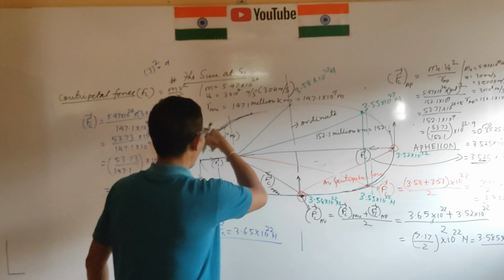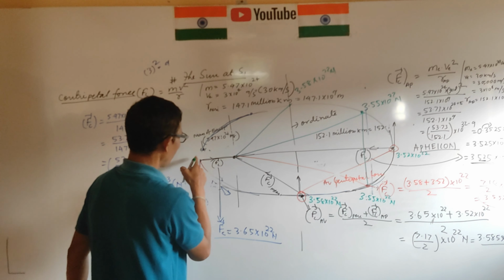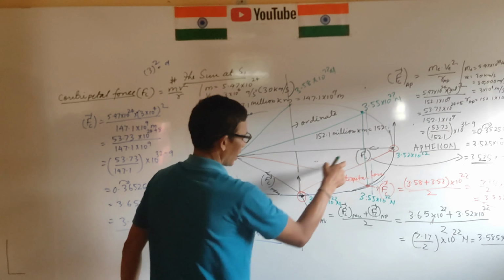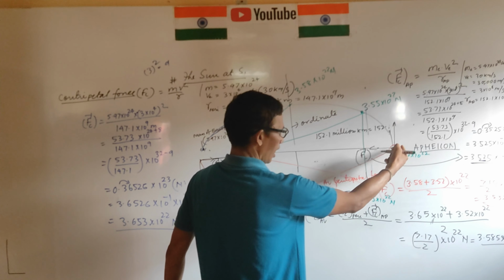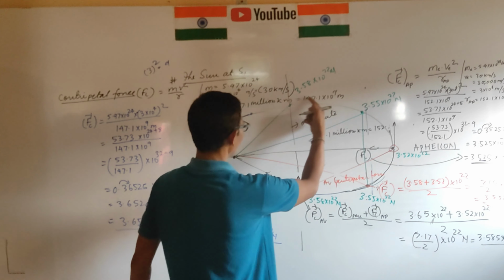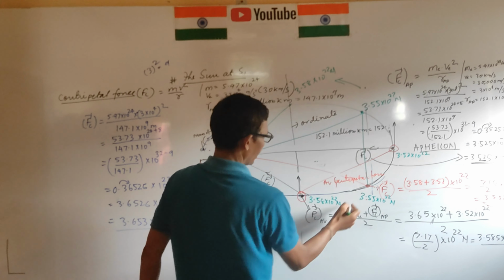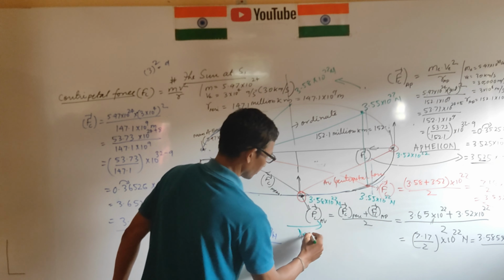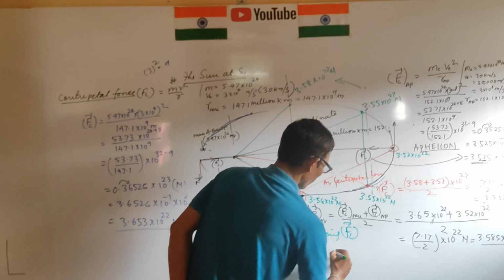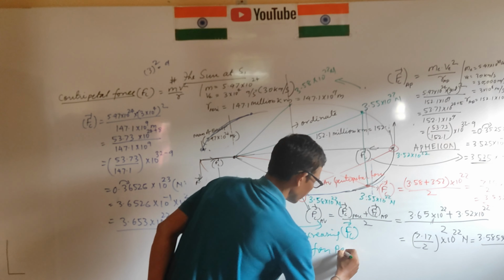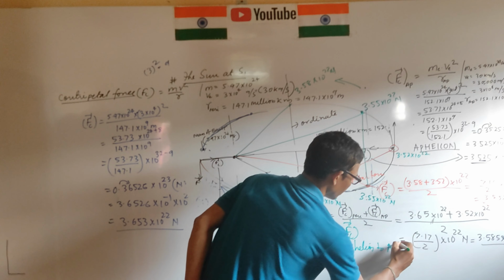This is the force acting. When the earth moves from the perihelion to the aphelion, the force is decreasing. When the earth is moving from the aphelion to the perihelion, the force will be increasing. This is called increasing, and this is called decreasing: decreasing centripetal force from perihelion to aphelion.